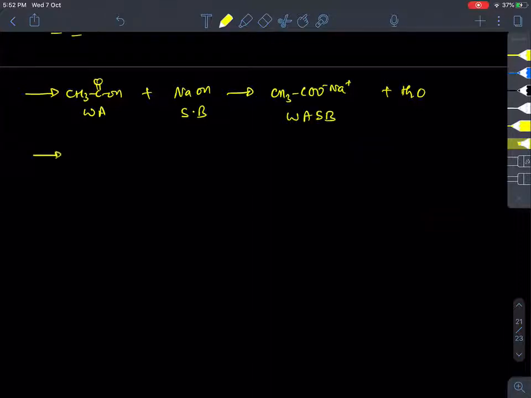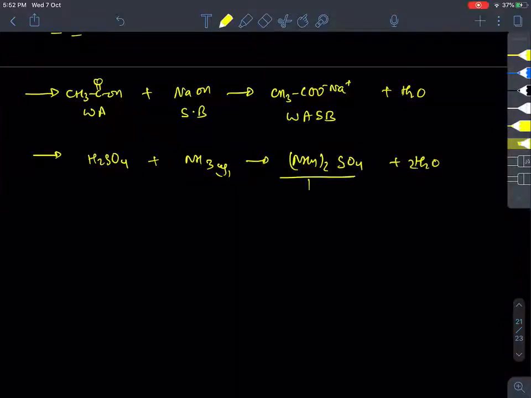Similarly, guys, I can take H2SO4, and then I can take here a weaker base like ammonia, aqueous solution of ammonia. Then it will form ammonium hydroxide, ammonium sulfate, sorry. So this is which type of salt? Salt of strong acid, weak base.